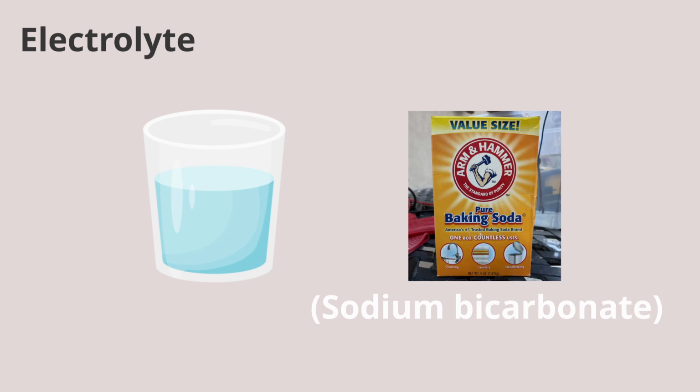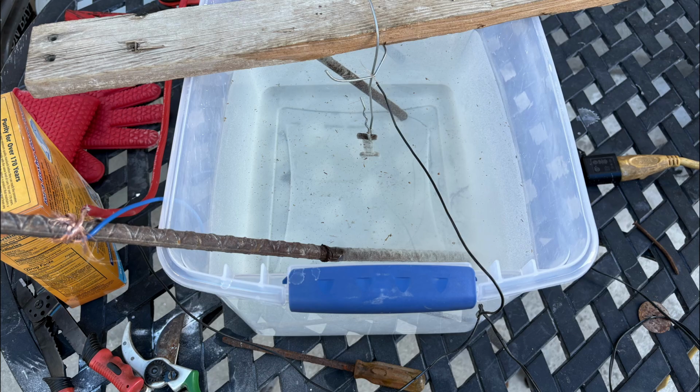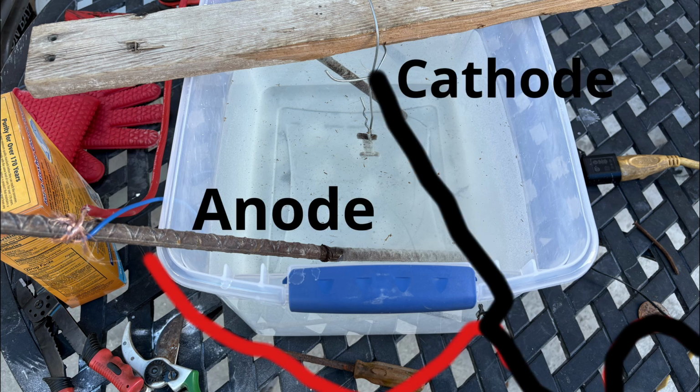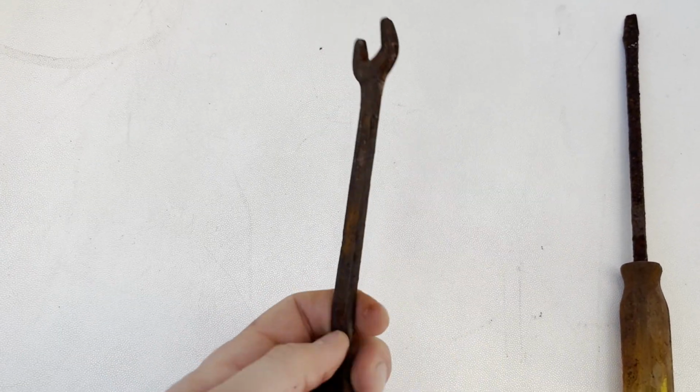For the electrolyte, I used a solution of water and sodium bicarbonate, also known as baking soda. Washing soda also works. I connected the positive wire to the anodes and the negative to the old coat hanger, which now had the rusted object. In this case, an old wrench, and later a screwdriver.